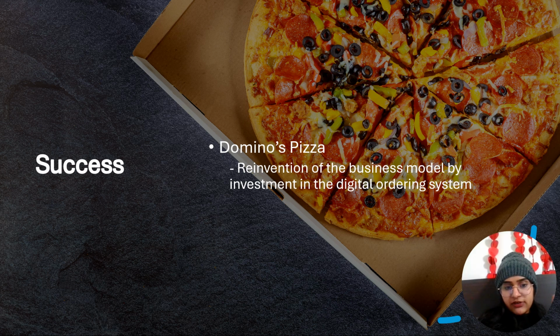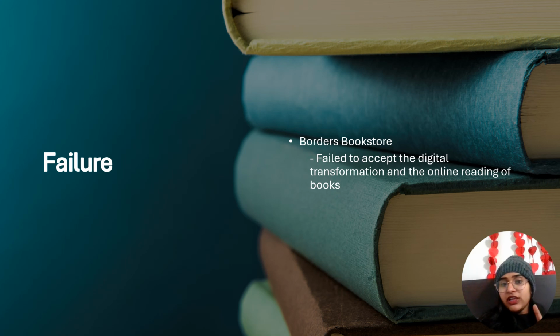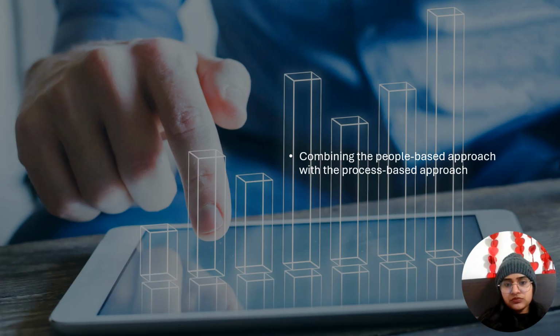Now there is the failure related to it. The failure is Borders bookstore. This bookstore failed to accept the digital transformation, and it was like, no, people are going to read paperbacks eventually, they do not need ebooks. That's why they failed, because once digitalization came, a lot of people started moving towards ebooks. That was the reason behind the failure of this company.